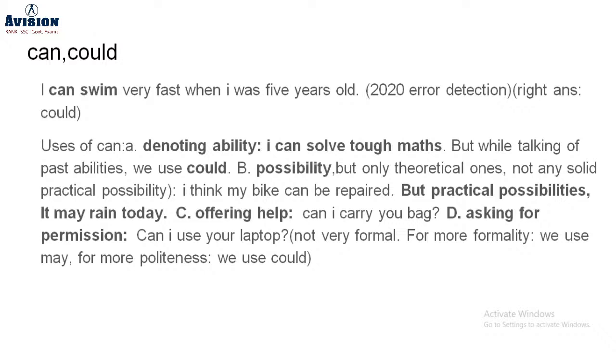Okay, the second one is any possibility, anything which I believe can take place. But there is again a shade of difference. It is only for theoretical possibility. That means not any solid and practical possibility. That means I can't say it can rain today.